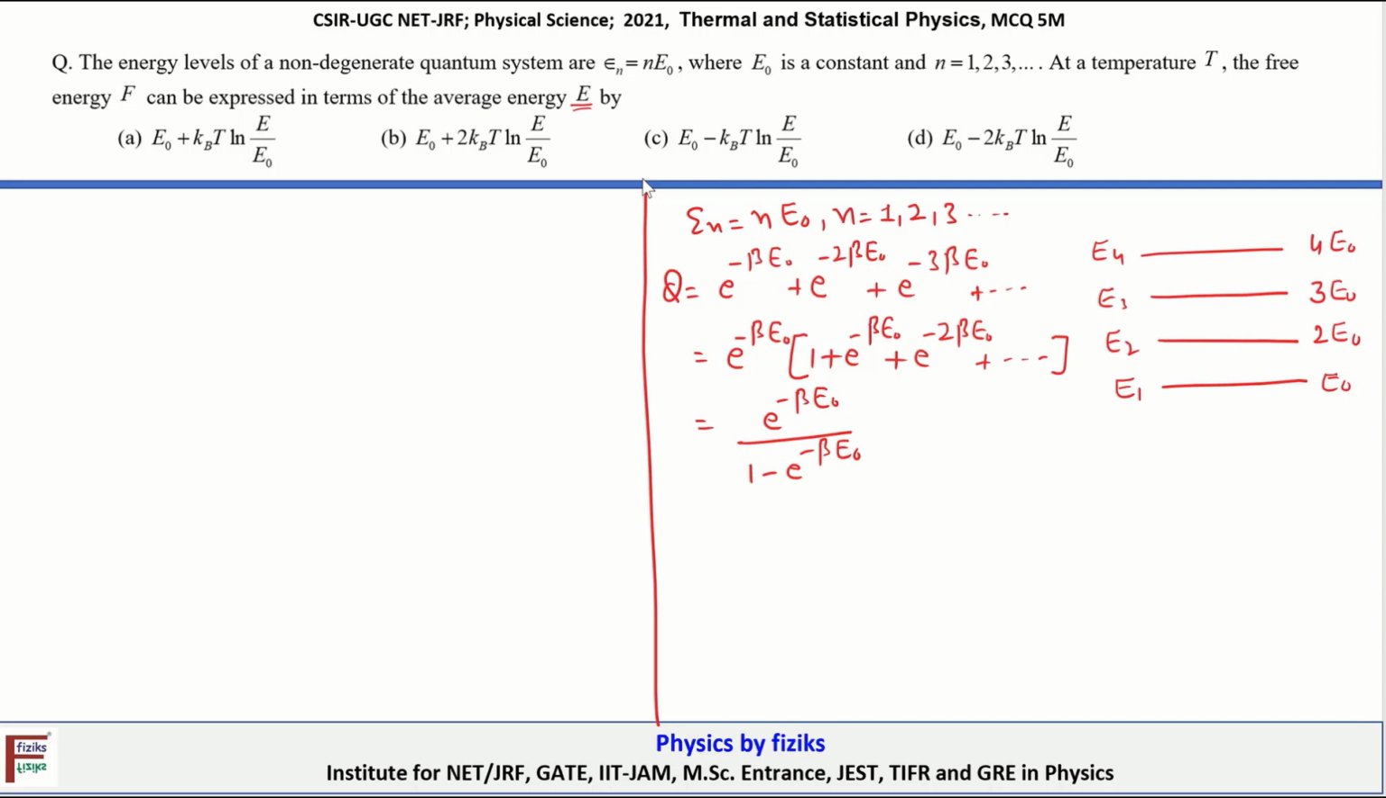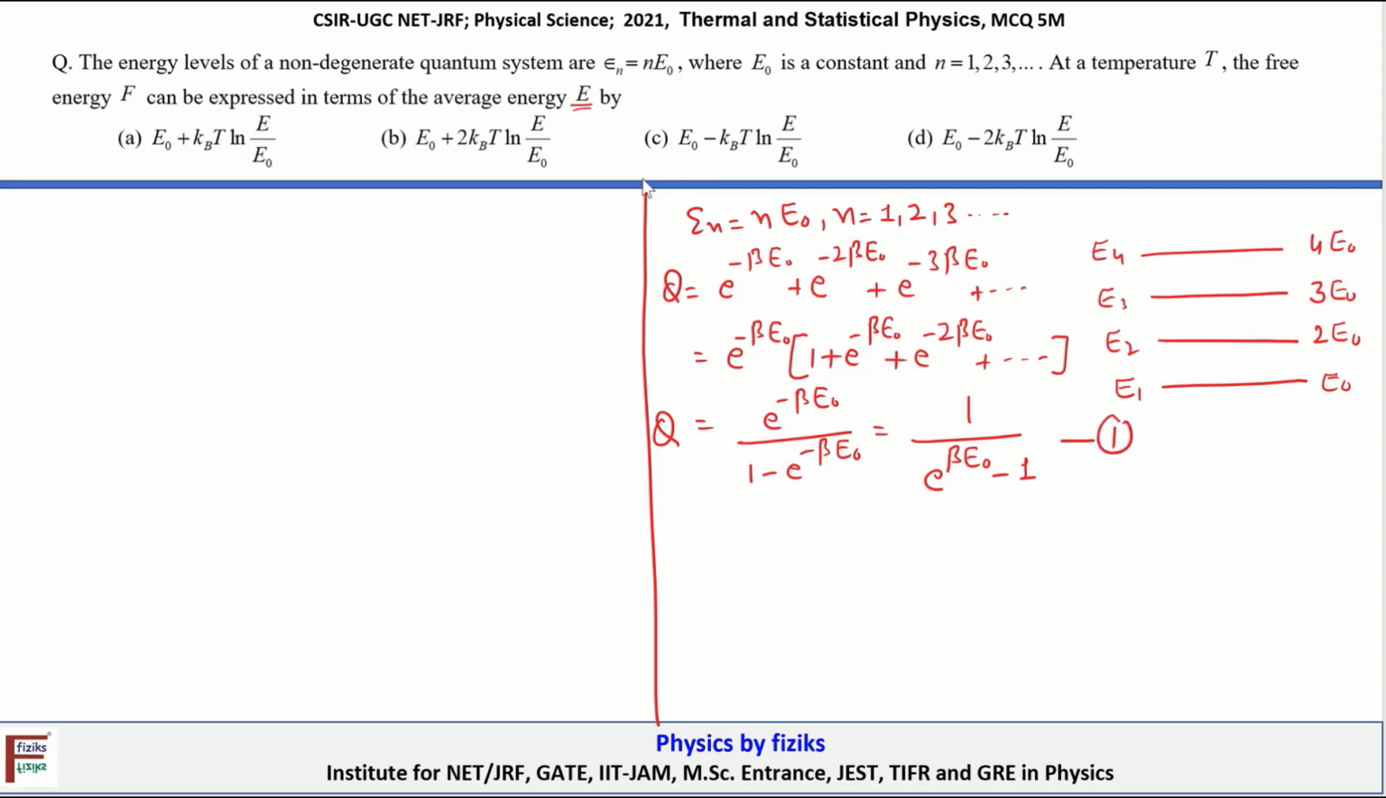And this is in principle equal to, if we move the factor from the numerator into the denominator, 1 upon exponential beta E0 minus 1. So that is our partition function. Let me call this equation 1.